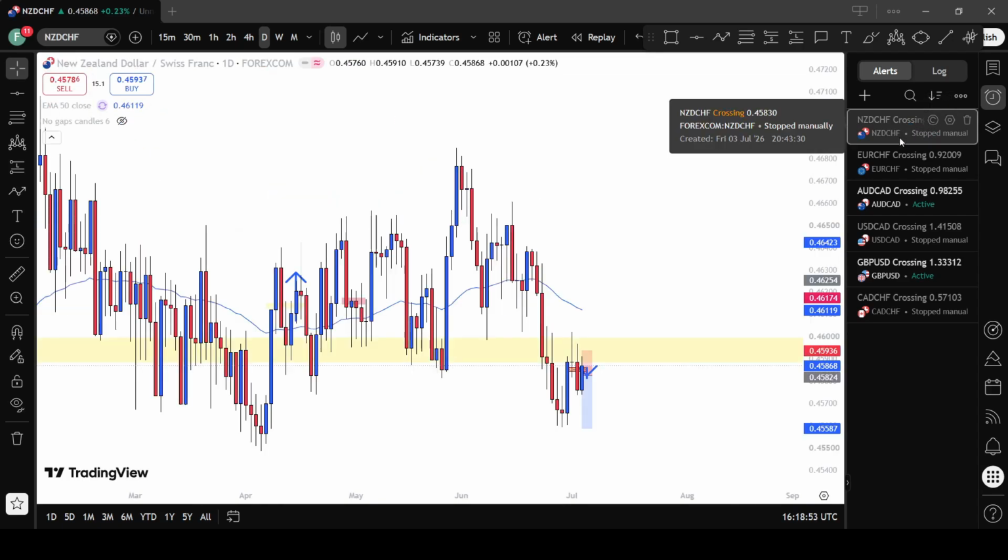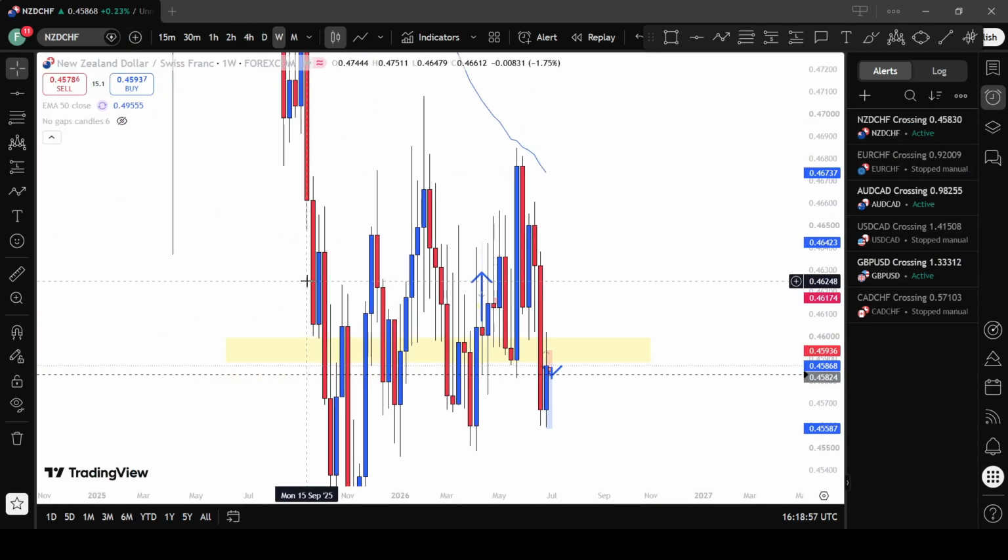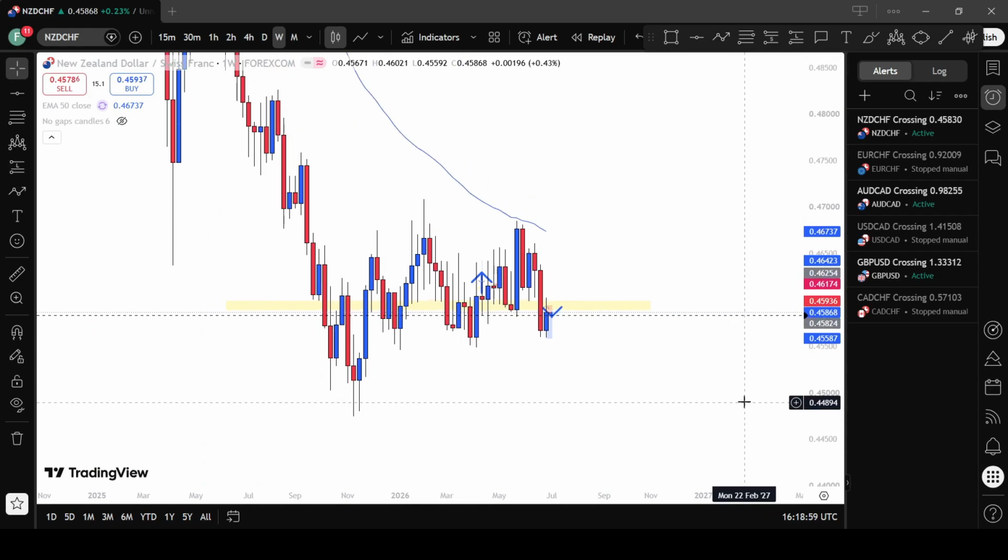CHF. So on the weekly time frame for NZD CHF, the trend of this weekly time frame is currently bearish. So the trend on the weekly time frame is bearish, right? And it's clear bearish on the weekly time frame.